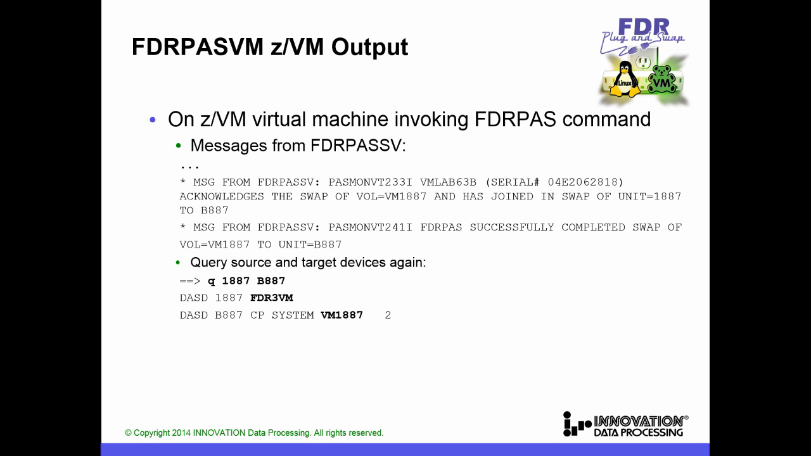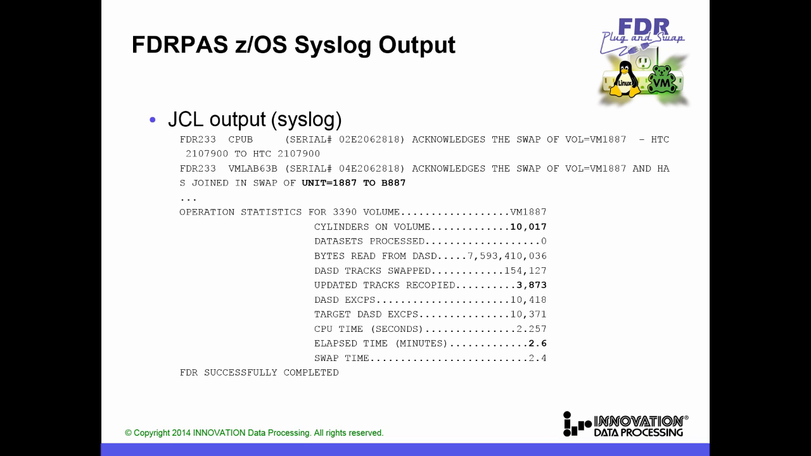Nope. All right. So what happens on the z/OS side now that the job is complete? How many tracks were recopied? Well, see, it's a mod 9, so 10,000 cylinders. Elapsed time is 2.6 minutes. So copying a mod 9 in under 3 minutes. Performance is pretty good. Okay? And this had a lot of changes.